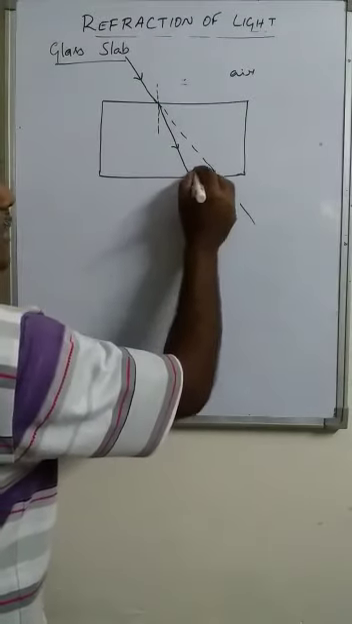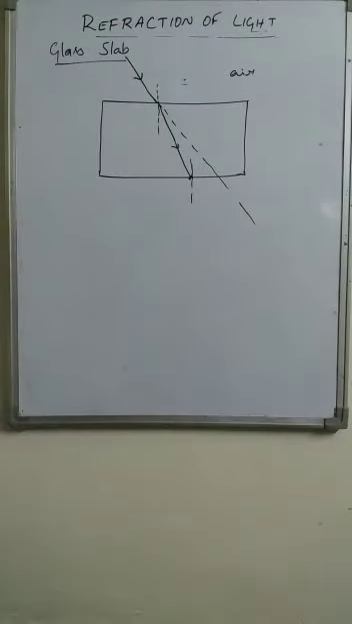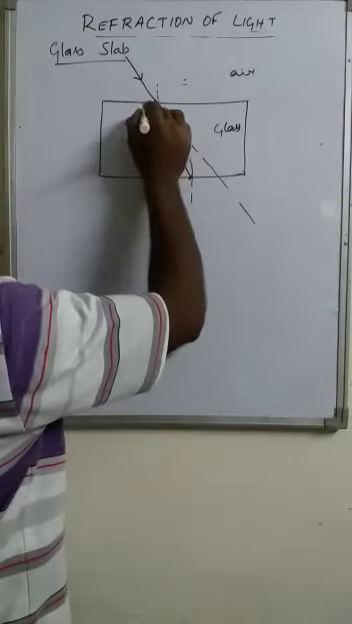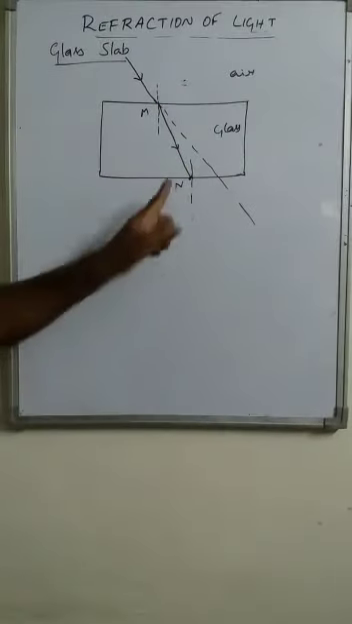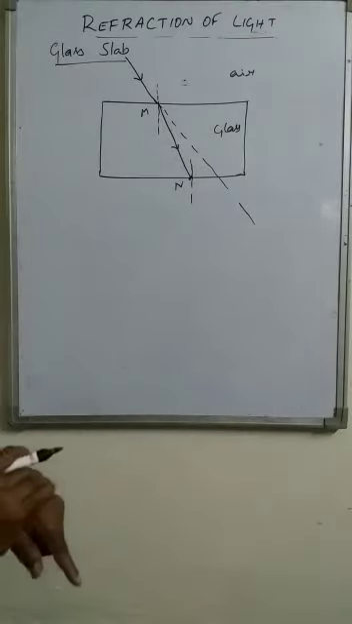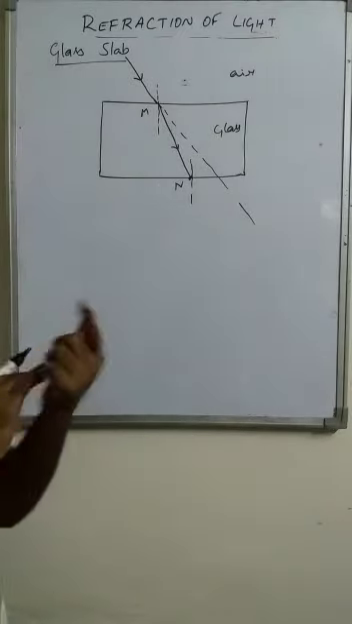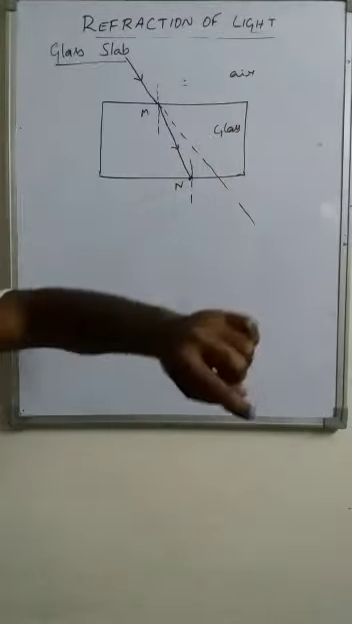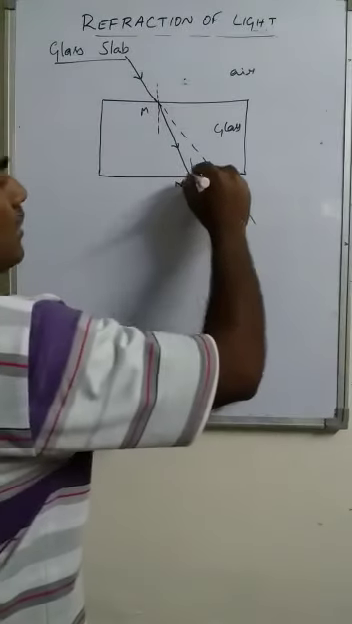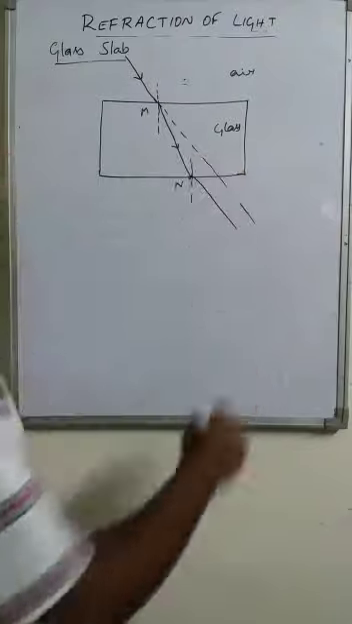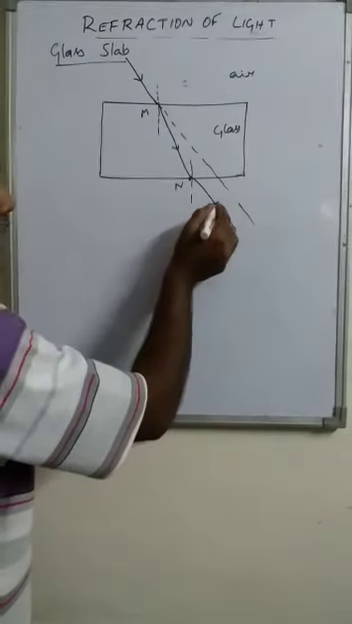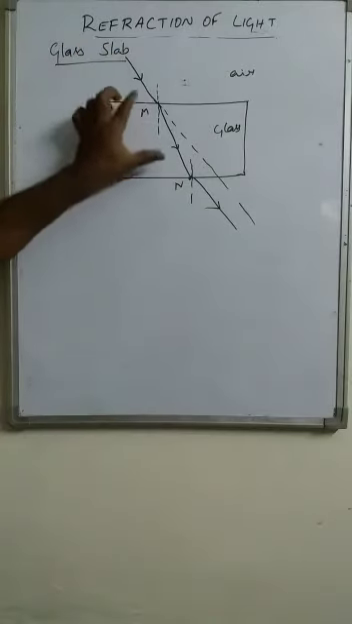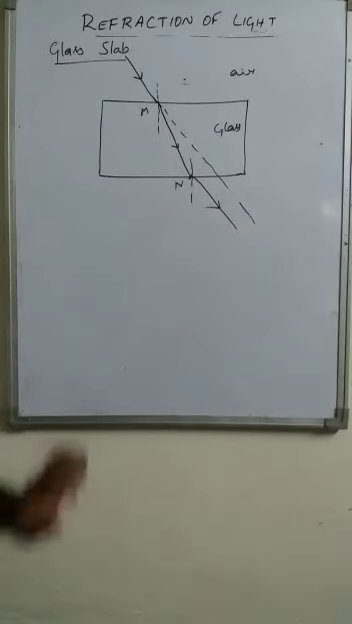Then at this point, again it is going to change its medium. Here it is traveling in the glass. Let us take this as point M and this as point N. After this point, it is again going to change the medium from glass into air. Now it is entering from denser to rarer, so it deviates away from the normal. Here you see, this is away from the normal. In this way, finally the light ray emerges out from the glass slab. So this is the incident ray, refracted ray and emergent ray.